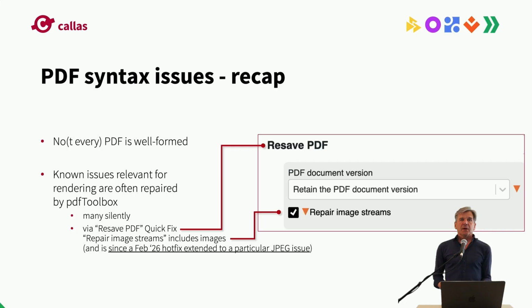And I should mention it here, although that is not really new in pdfToolbox 17, because there was and is something new in the most recent release, in a hotfix that we've released in February, that repairs a certain JPEG issue that shows up in PDF files with embedded JPEG images created by a very widely used online design tool.